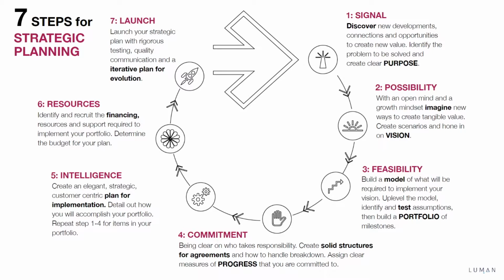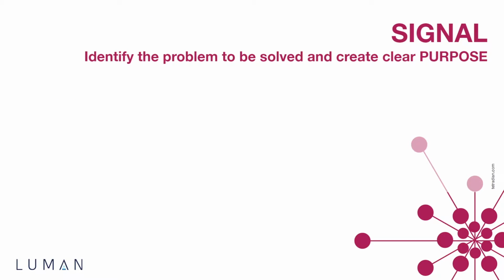The first step in your strategic planning process is Signal. Signal is all about discovering new developments, trends, connections, and opportunities for you to create new value. It's about identifying the problem that you want to solve that ultimately will provide you with a purpose. And how do you get there?